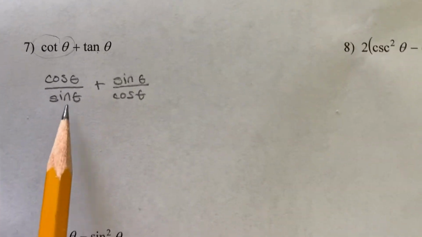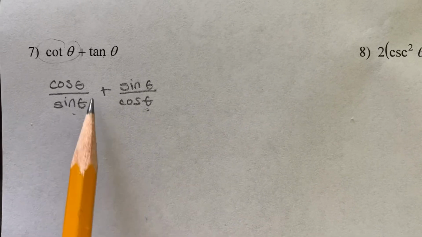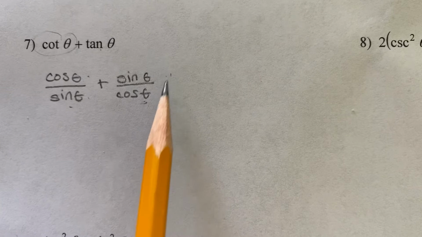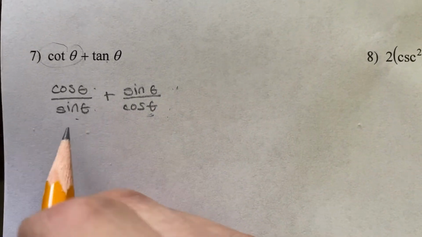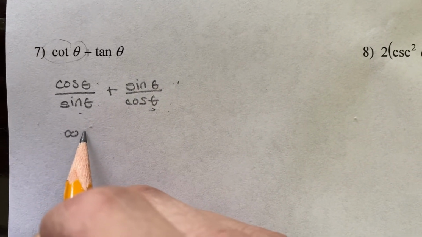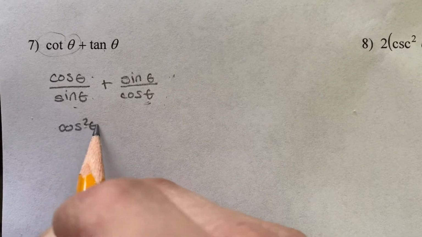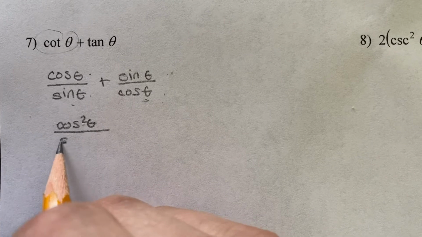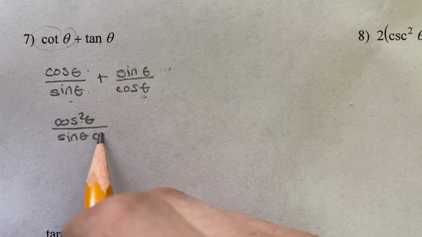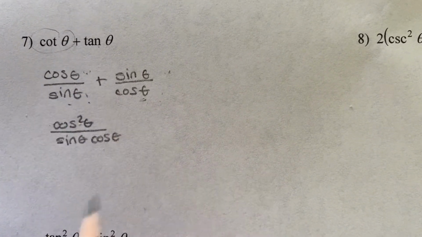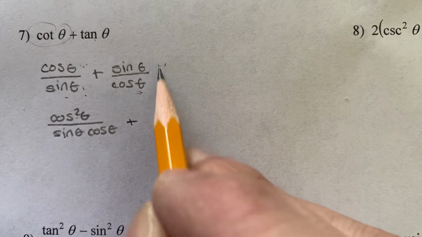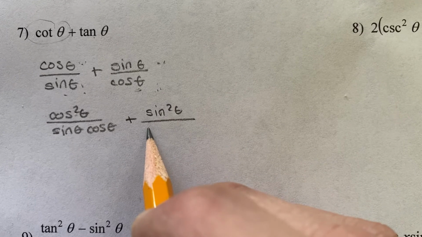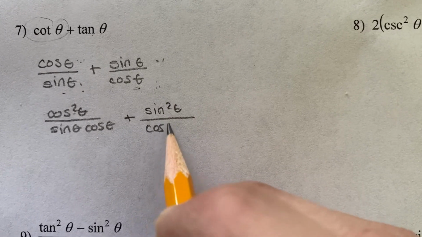Now, if I want to add these two expressions, I need to multiply this by cosine over cosine, and multiply this guy by sine over sine. This is just like adding fractions, so let's do that. I'm going to have cosine squared theta over sine theta cosine theta. Multiply top and bottom by cosine. On this one, multiply top and bottom by sine. I'm going to get sine squared theta over cosine theta sine theta.